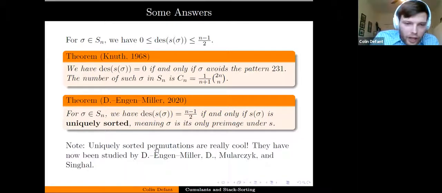And I'll just say here that these uniquely sorted permutations have a lot of interesting properties. I've written a couple papers about them, and then Hannah Malarchik now has a really nice paper about them, and also Mihir Singhal has a paper looking at them. So they have a bunch of really interesting properties. I'm going to talk a little about them at the end of the talk, but I won't say so much about them.